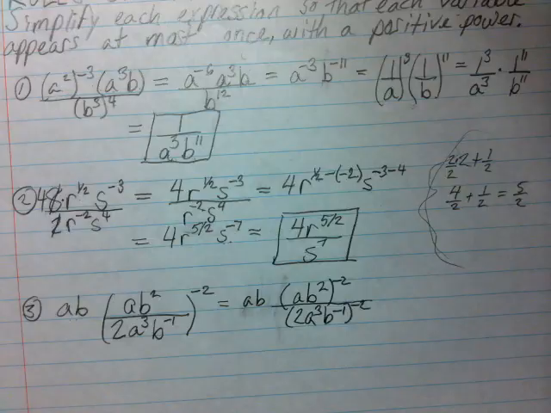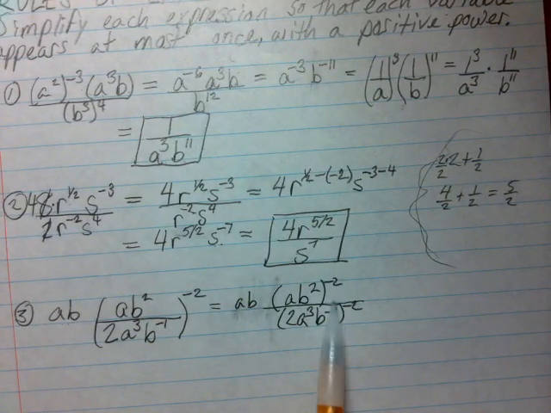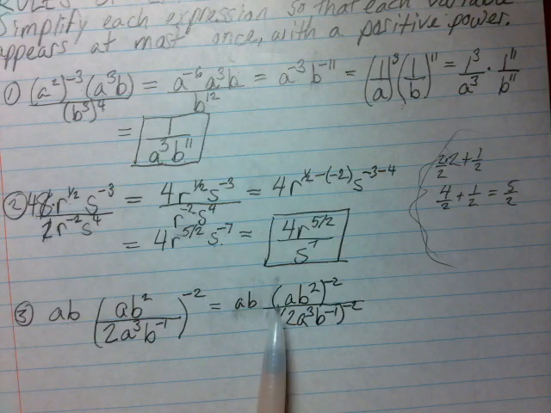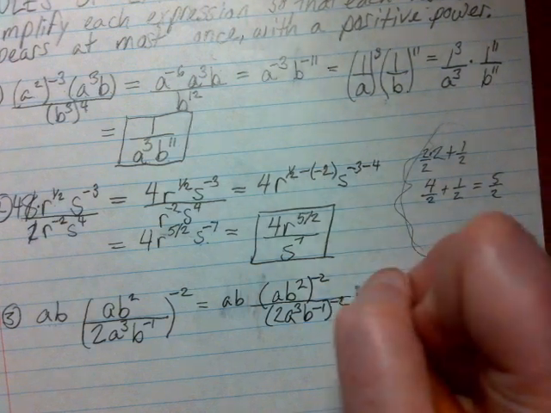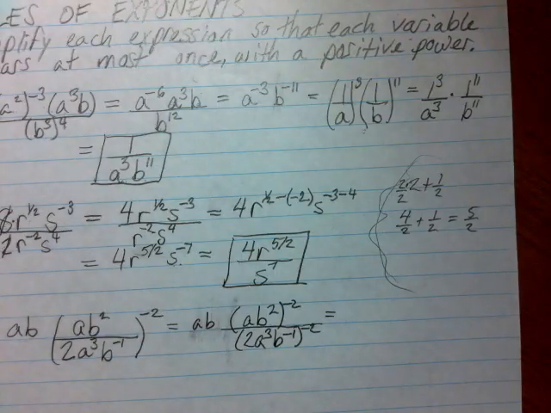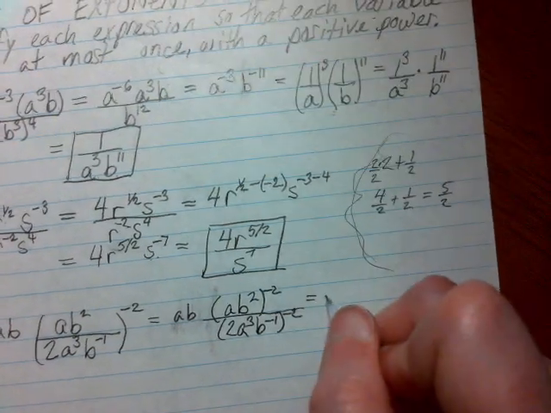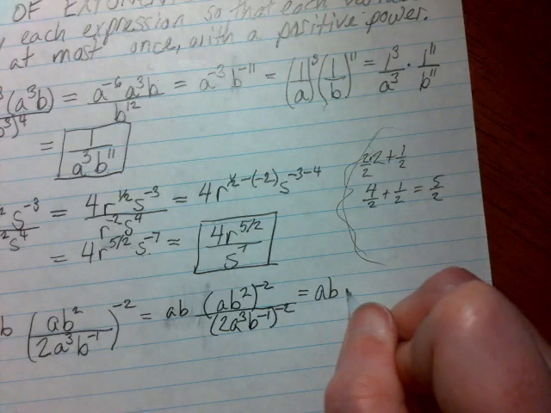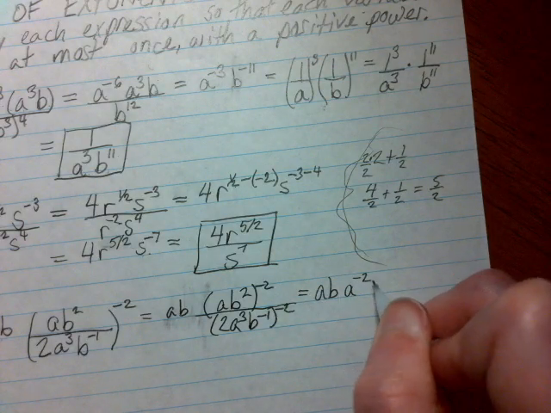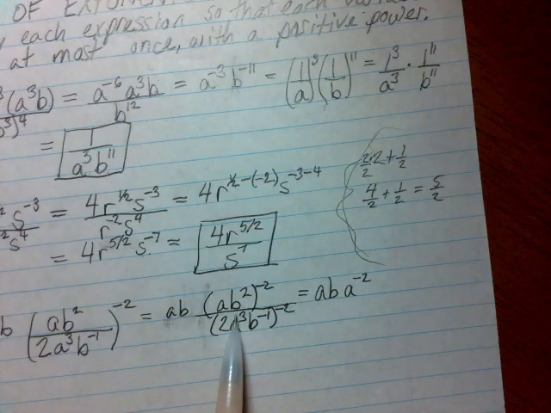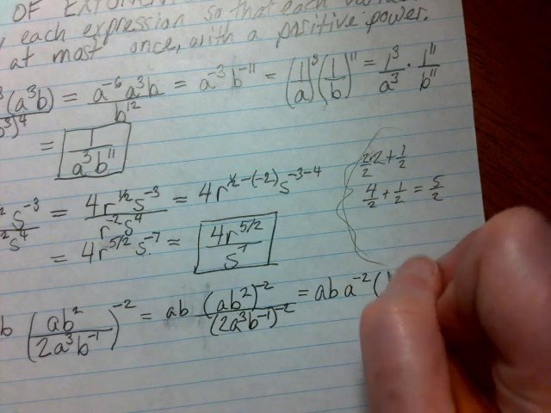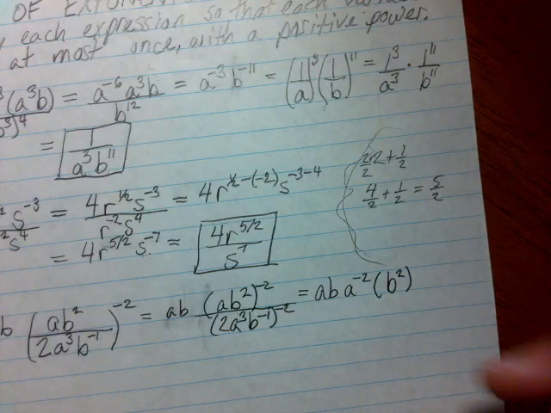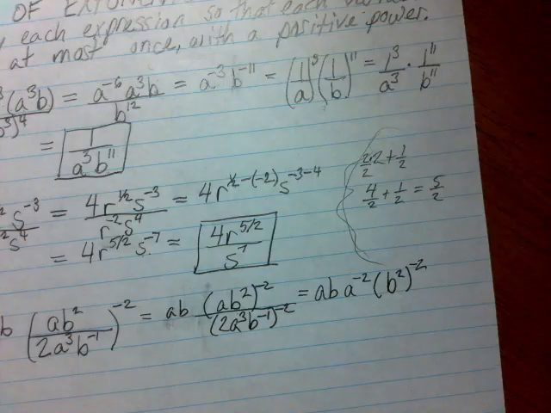Okay, and then my next step is to distribute this -2 power to the factors inside of here. I could do this faster, but I'm going to take it step by step so you guys understand everything. So I'm going to have a to the -2, and then be careful here because this is actually 2 factors of b. This is b times b. So I'm going to keep it as b squared and then have the -2 power on that.